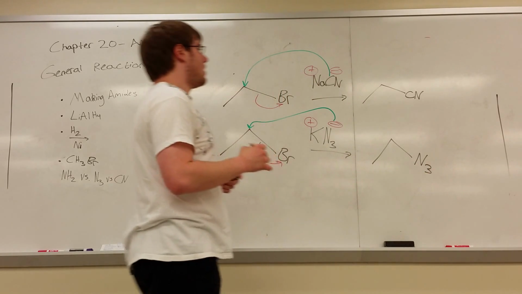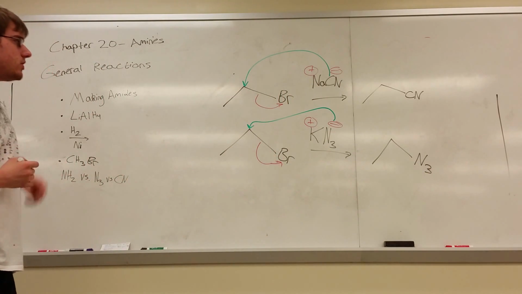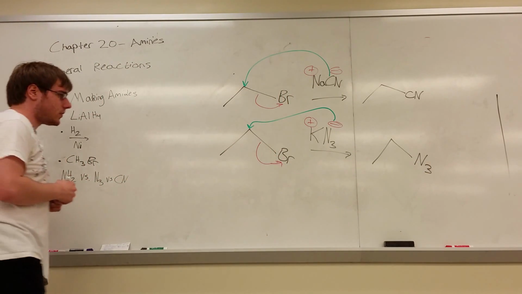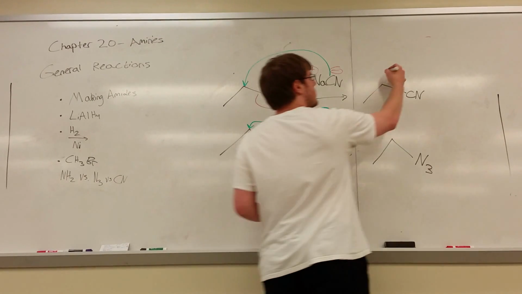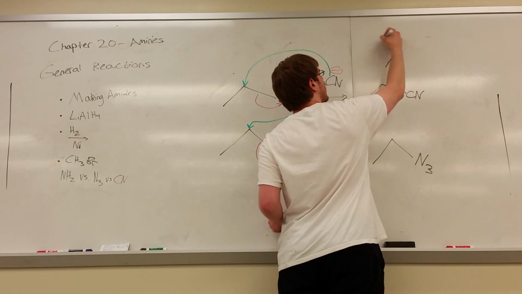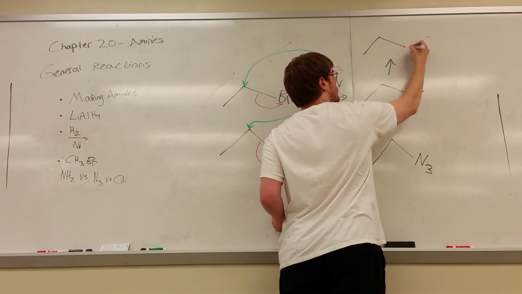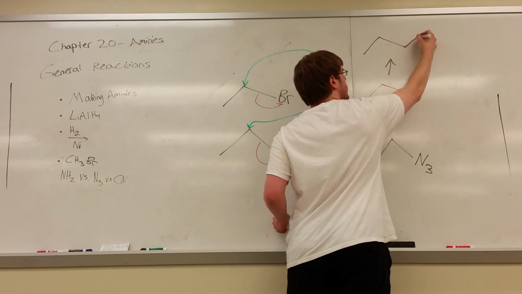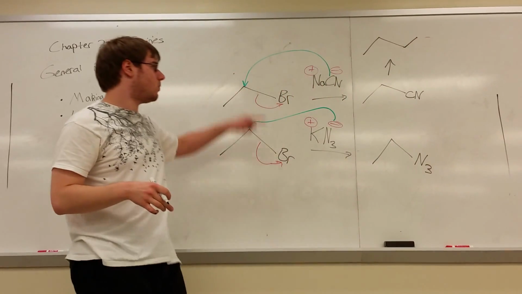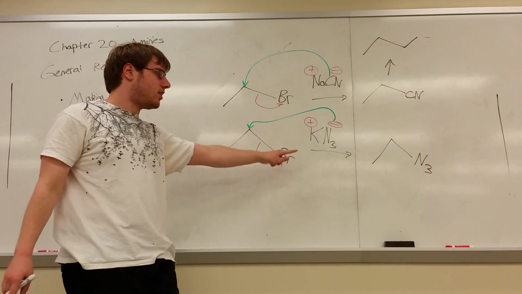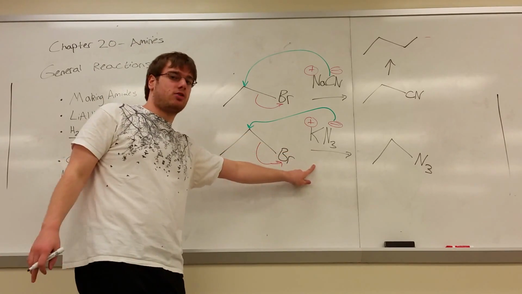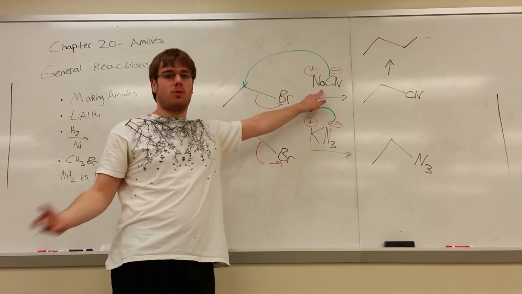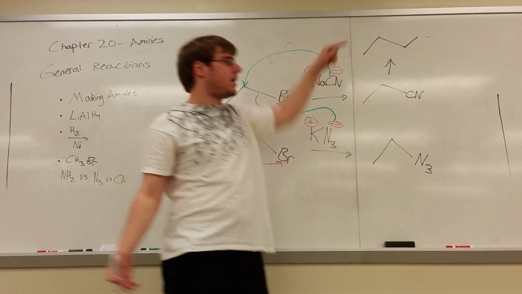Okay? Now we're going to treat both of these with LiAlH4. Okay? What would I get if I treated this with LiAlH4? Well, we said we would get NH2. But this is the key difference between doing a nucleophilic addition with CN and N3. N3 is just nitrogens, but CN has a carbon in it. By doing this, you are adding a carbon.